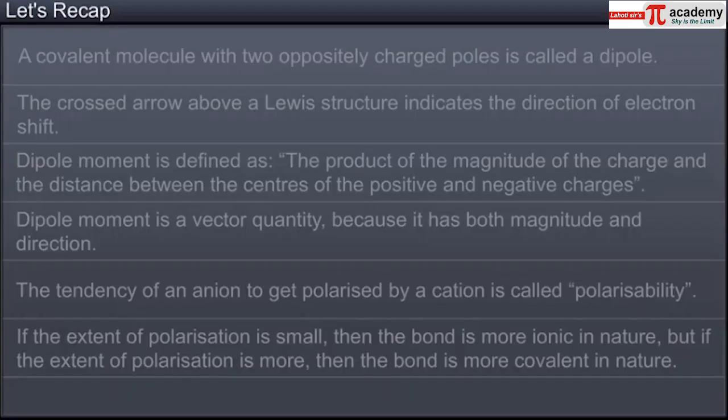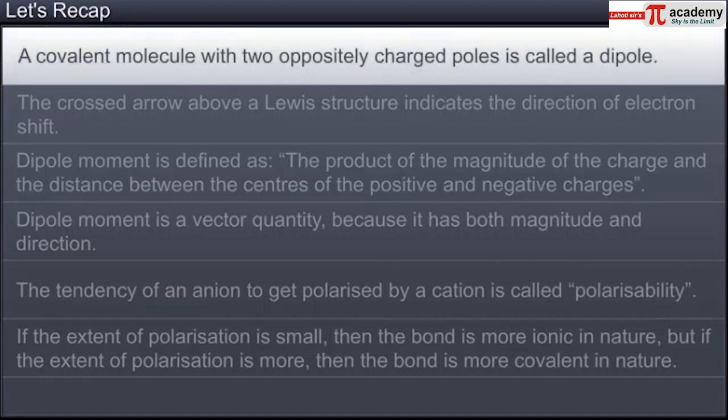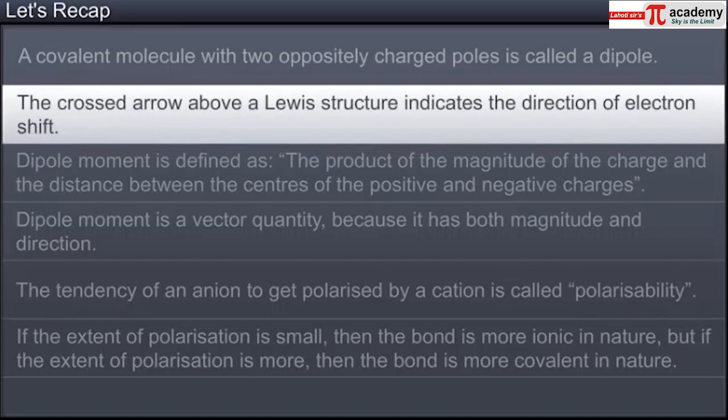You have now come to the end of this module. In this module, you learned that a covalent molecule with two oppositely charged poles is called a dipole. The crossed arrow above a Lewis structure indicates the direction of electron shift.